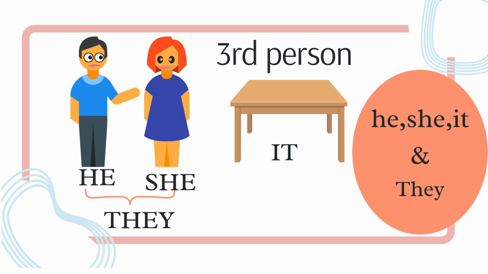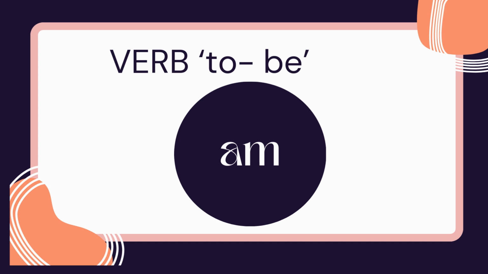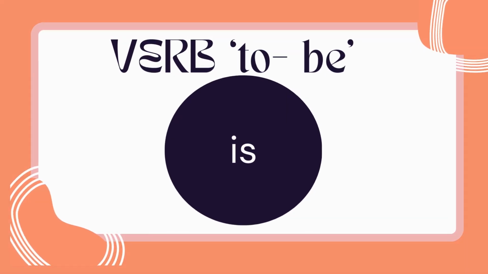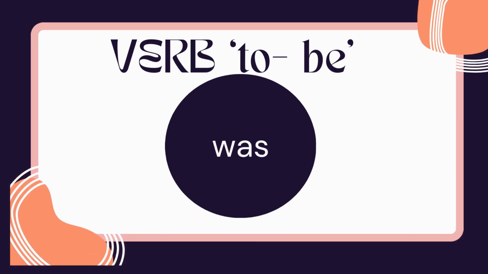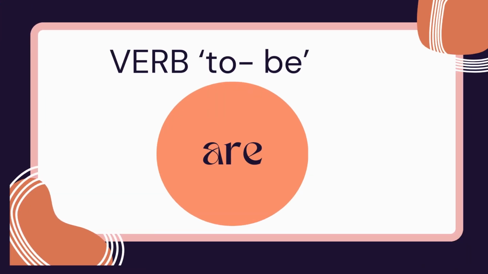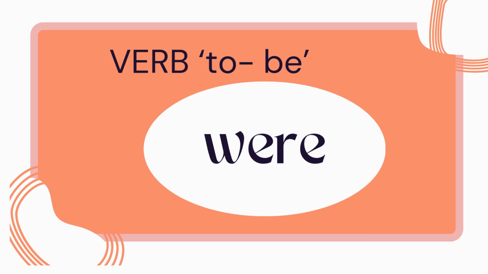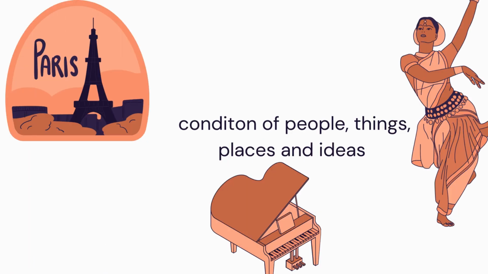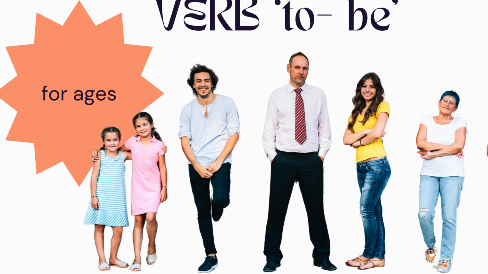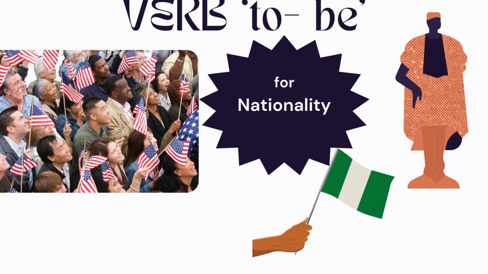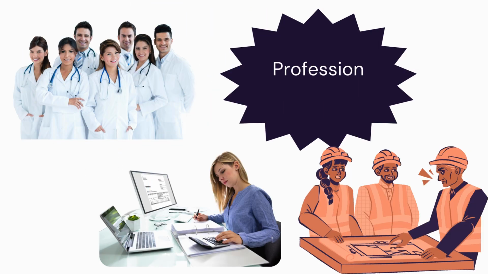The verbs to be are am, is, are, was, were. They are used to describe or tell us the condition of people, things, places, and ideas. For example, they could tell us the subject's age, nationality, job, or other traits.